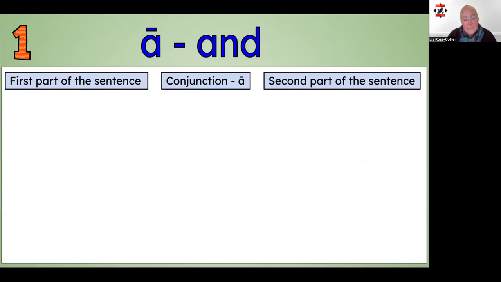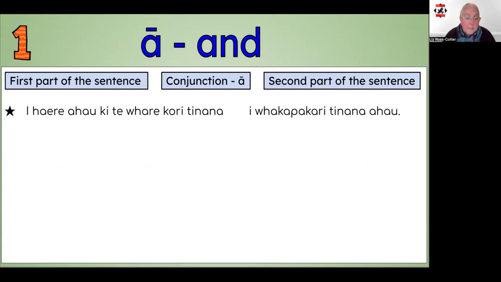While we use me to say and when we're joining two nouns together, when we are joining two sentences or clauses, we use a. I'll show you how this works. Let's add the first part of the sentence. I haere ahau ki te whare kori tinana. I went to the gym. The end of the sentence: I whakapakari i tōku tinana ahau. I worked out. And the conjunction word between them is a. I went to the gym, and I worked out.